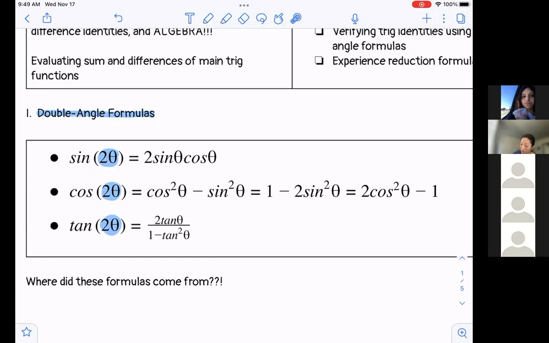Now, one thing to notice is the sine and the tangent, they only have 1 formula, but the cosine double angle has 3 different versions, okay? So we can write it cosine squared minus sine squared. We can write it 1 minus 2 sine squared. We could write it 2 cosine squared minus 1, all right?